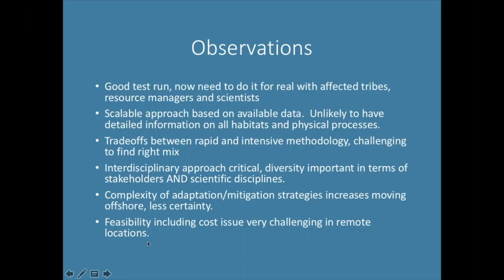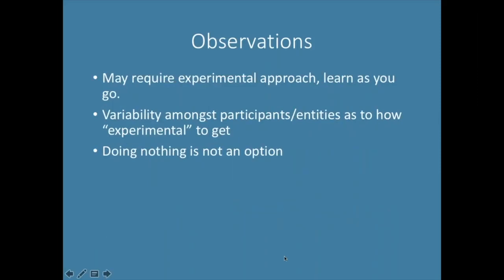And the last point on this slide I will say is that feasibility in a wilderness coastline like the one we have is really challenging, because just getting to some of these places is not easy to do. And the cost becomes quite prohibitive if you're looking at some larger scale approaches for mitigation and adaptation.